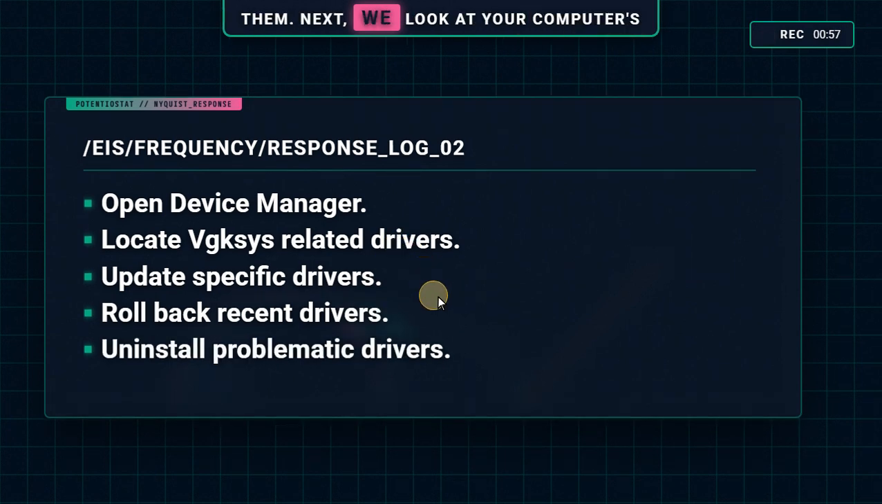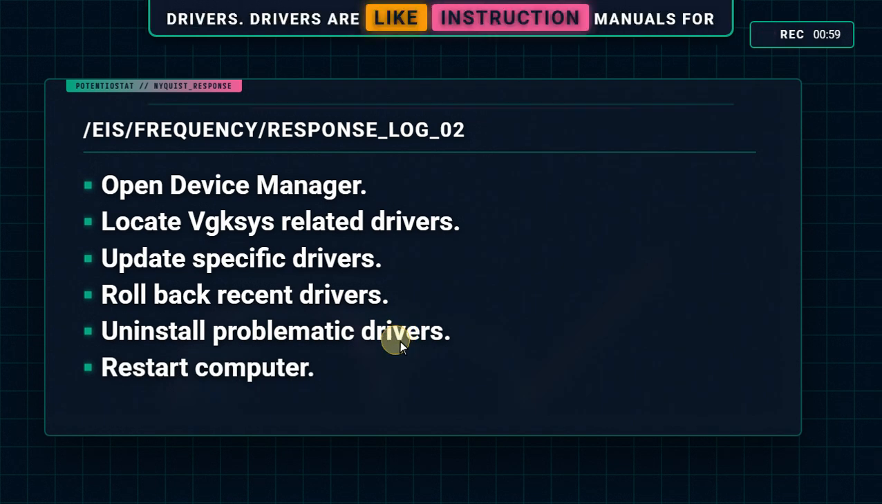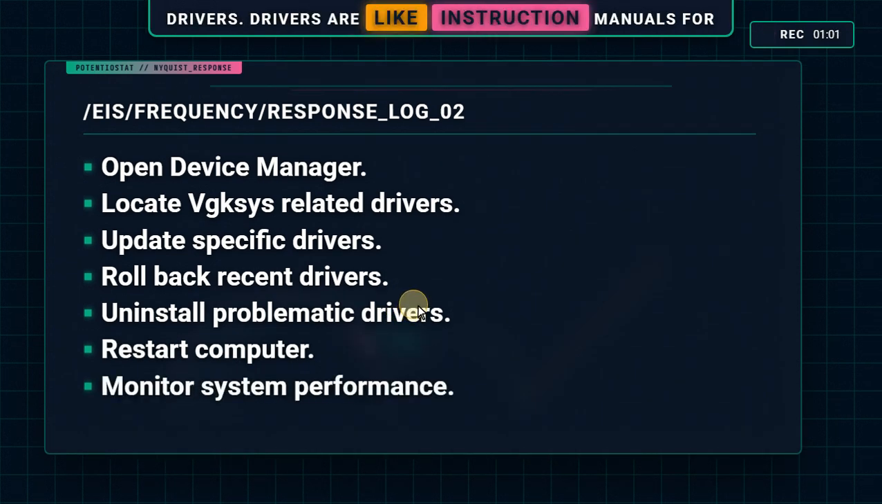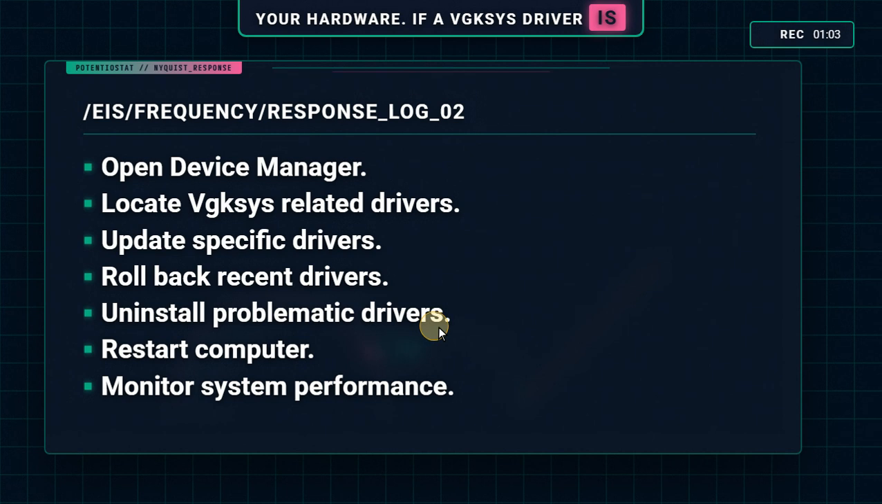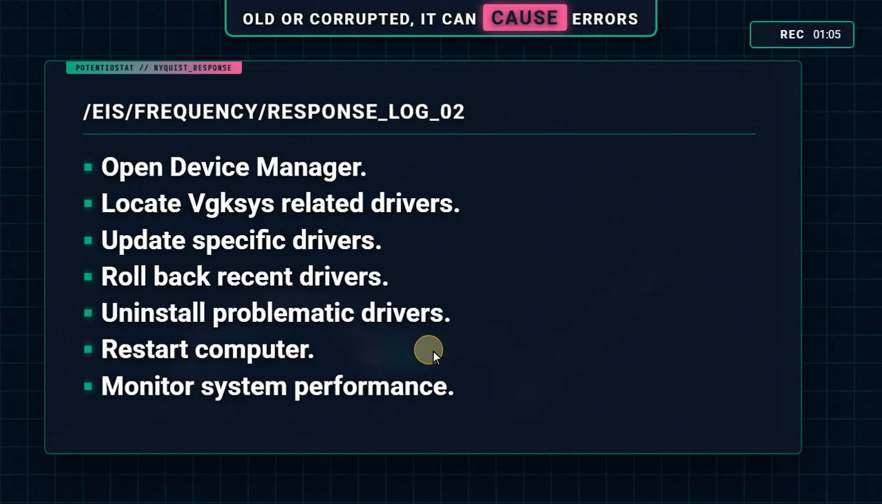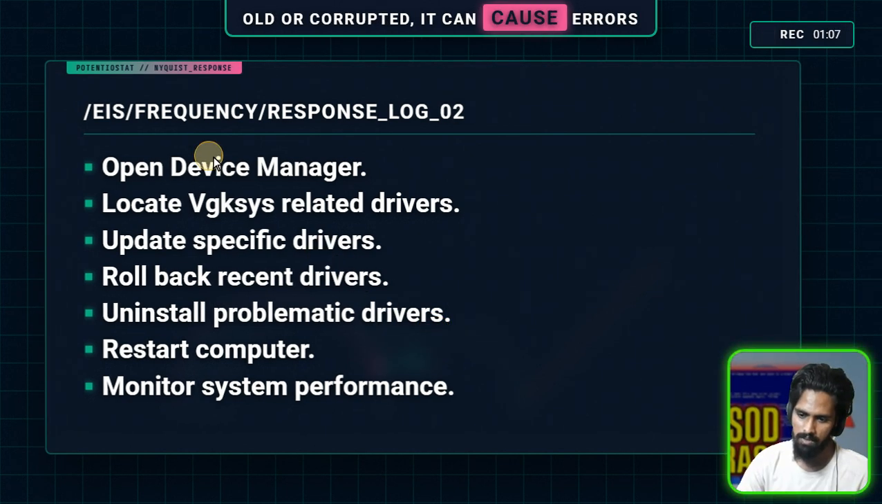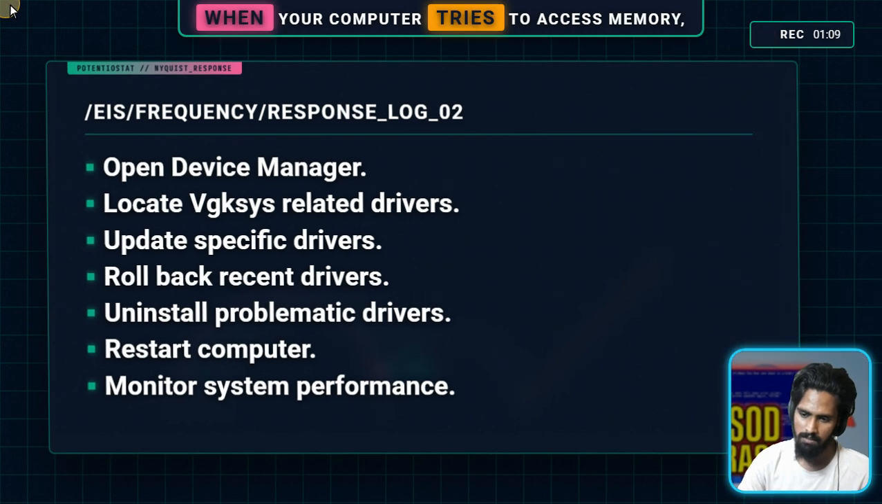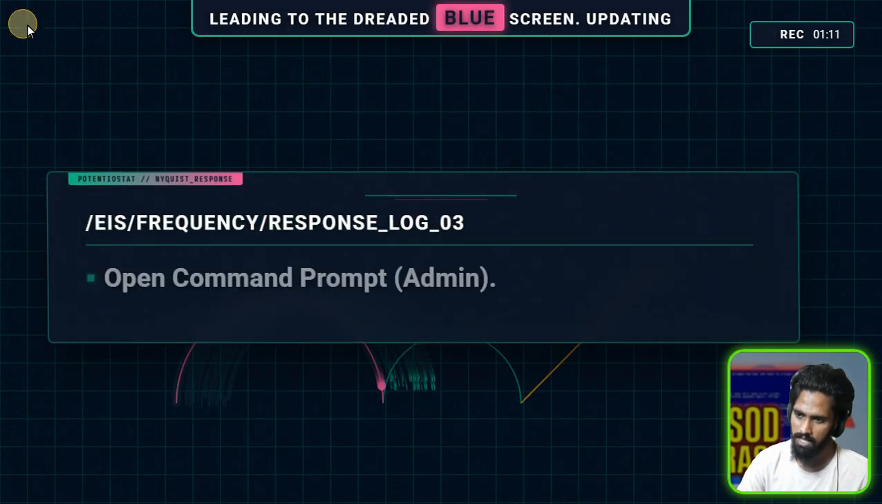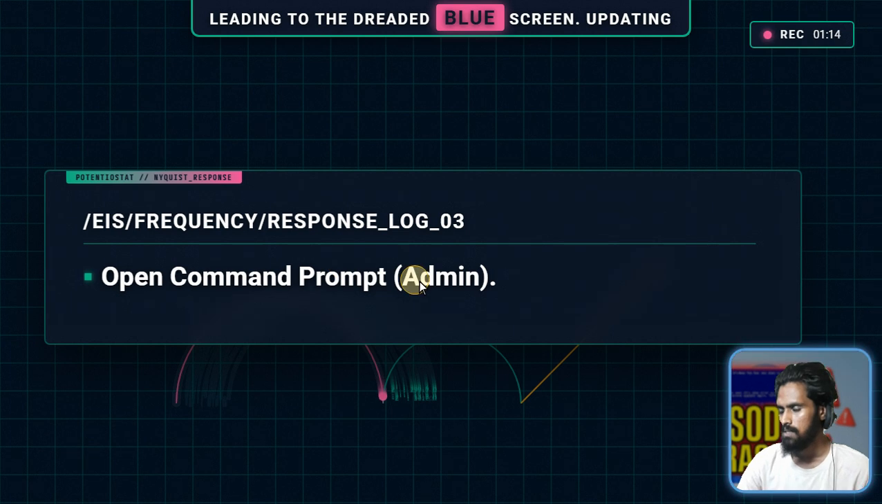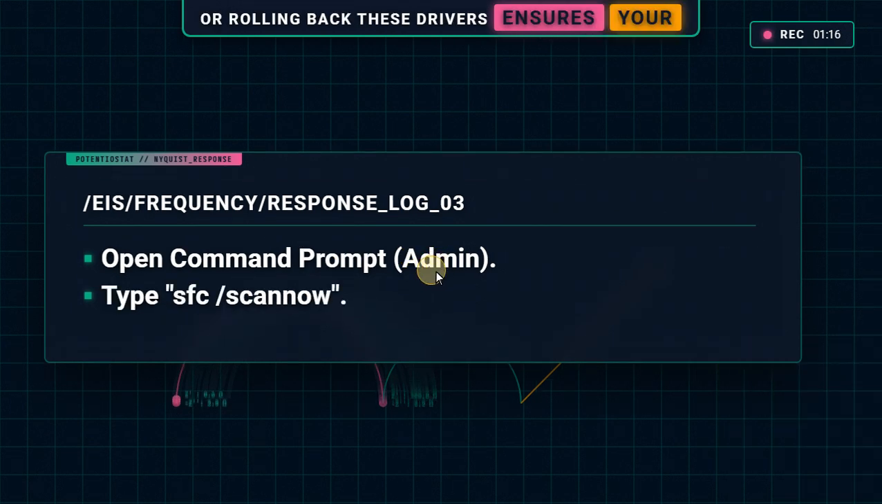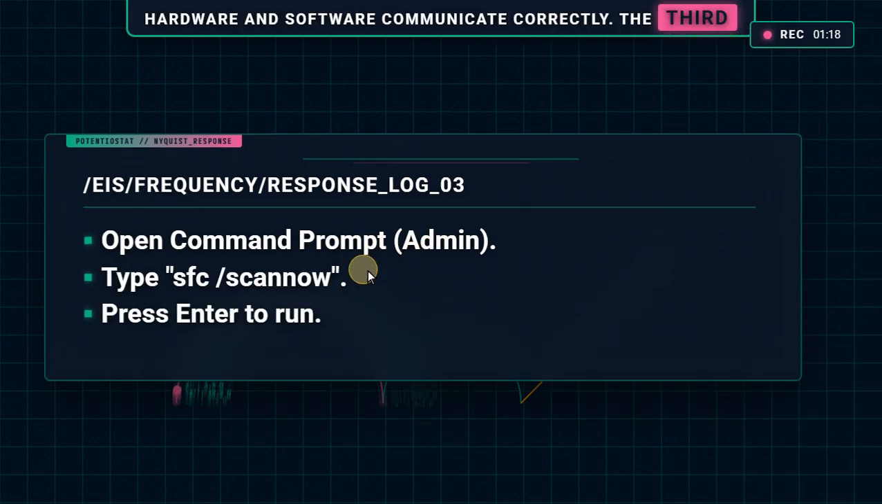Next, we look at your computer's drivers. Drivers are like instruction manuals for your hardware. If a Vgksys driver is old or corrupted, it can cause errors when your computer tries to access memory, leading to the dreaded blue screen. Updating or rolling back these drivers ensures your hardware and software communicate correctly.